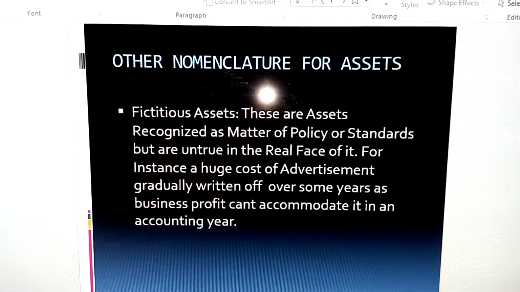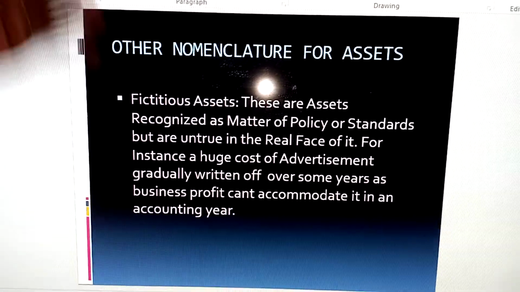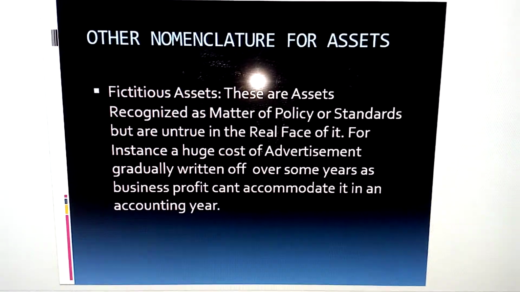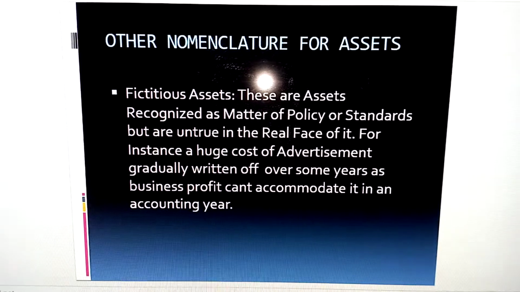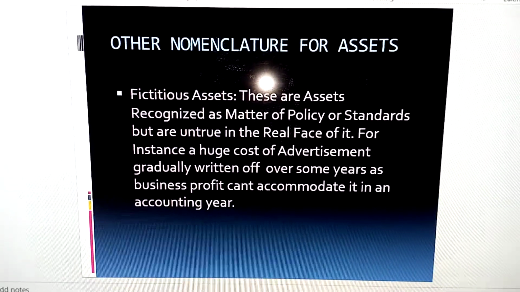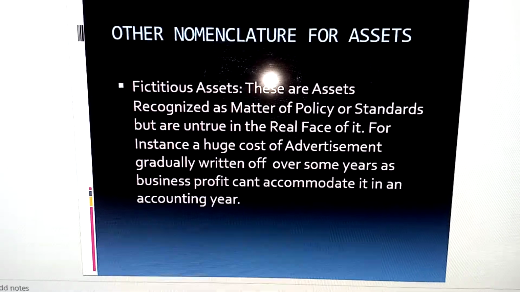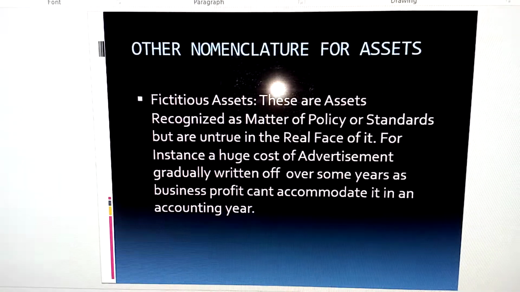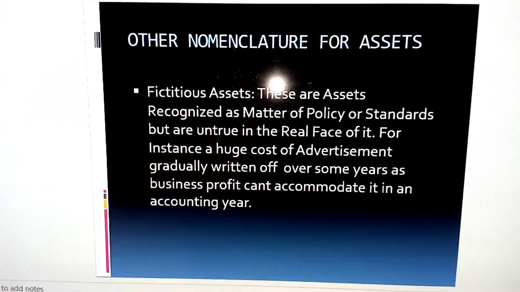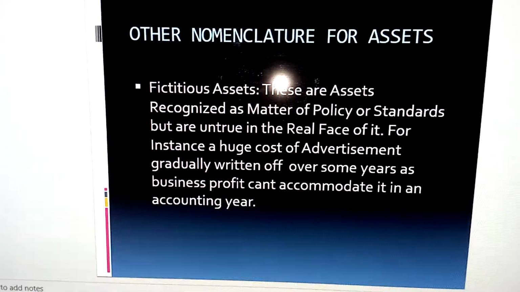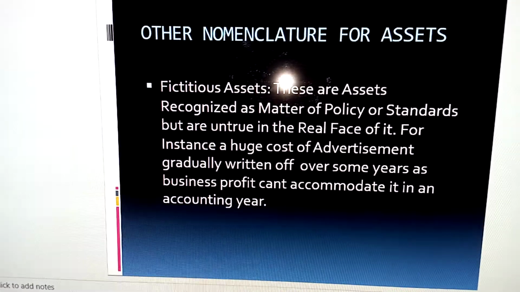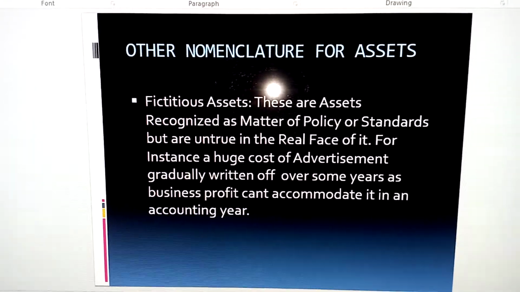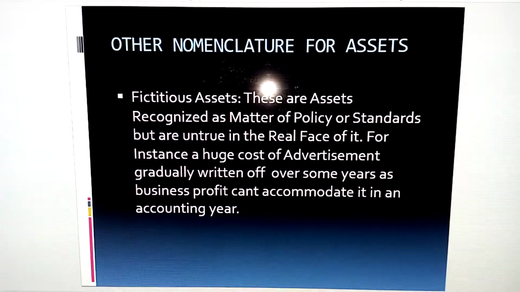Now, where it is decided that the advertisement cost should be written off gradually, the part here to be written off is usually recognized as an asset in the book. Such assets are unreal in the face of it, so we refer to them as fictitious assets.